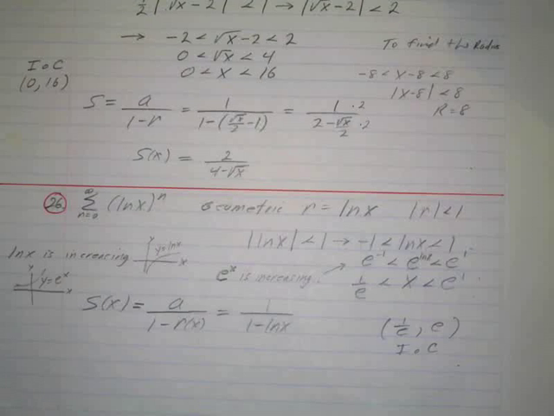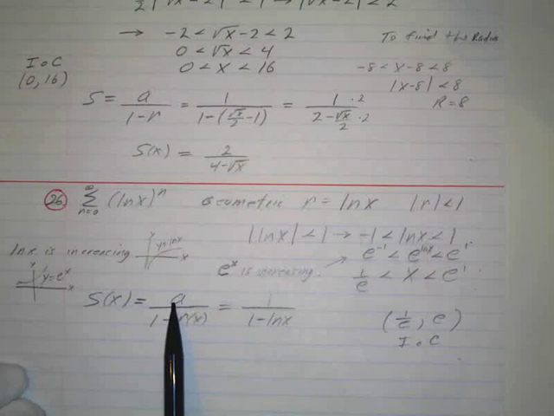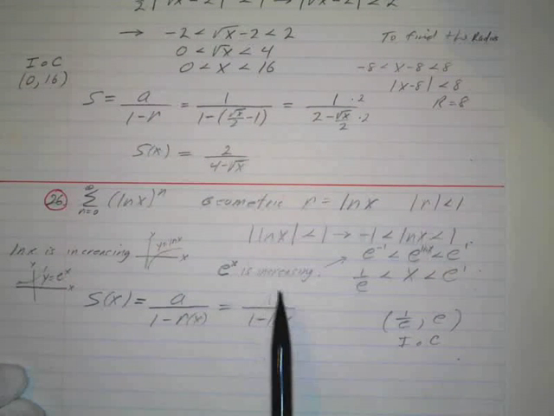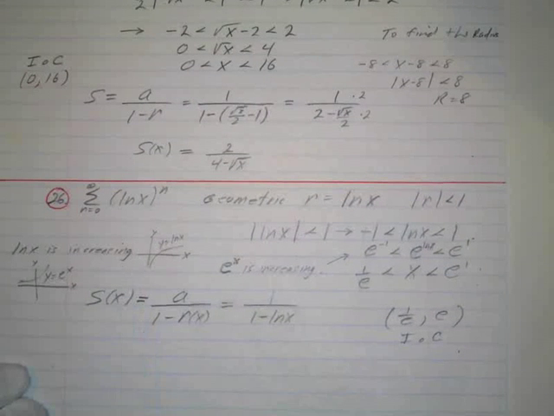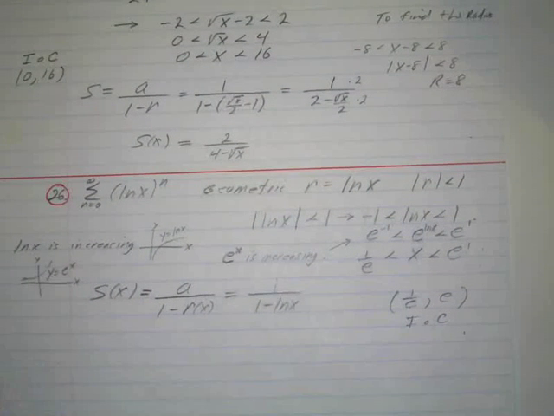But we also want to find the sum. The sum's pretty easy because it's just 1 over 1 minus r, in this case 1 over 1 minus the natural log of x, and that's all we can do. And we just wanted it as a function of x anyway, so you're good to go on 26.